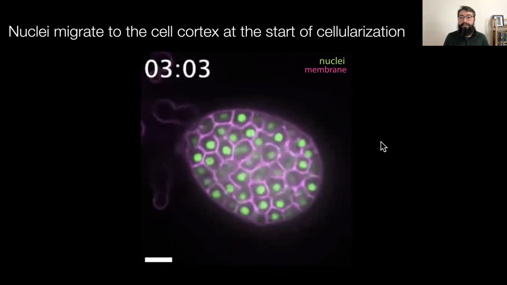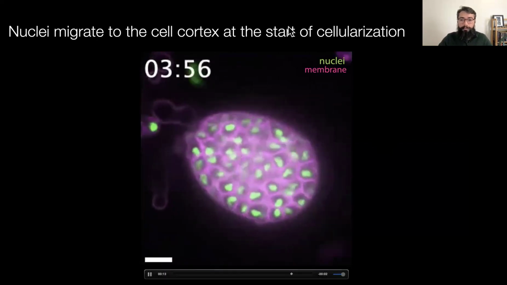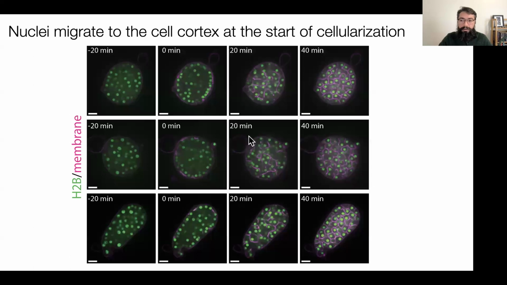So, and all this process takes between 1 to 2 hours. These are still images of this process, so it's a little bit easier to digest. 20 minutes before the entry into cellularization, you have nuclei that are more or less homogeneously distributed. As you approach cellularization, you see the migration of many of those nuclei towards the plasma membrane, and that coincides with the emergence of these membrane planes that project towards the inside of the cytoplasm.